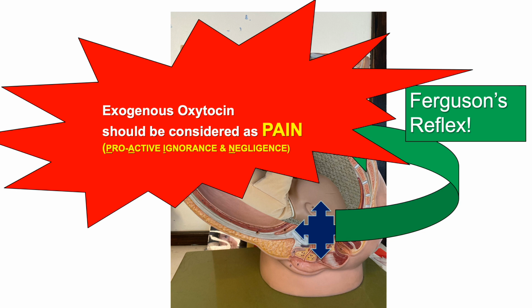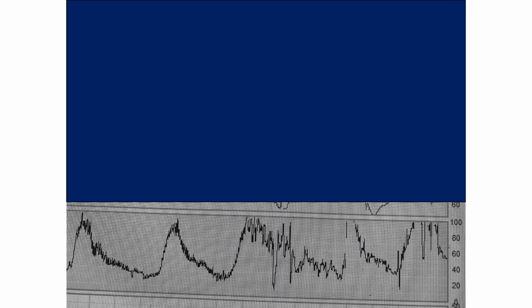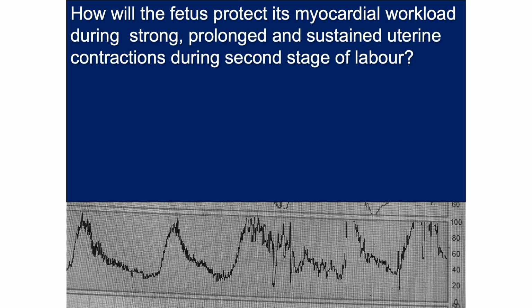If you do so, it will be pain. Pain is proactive ignorance and negligence. It is pain because it's painful for a fetus as it increases the risk of hypoxic ischemic injuries. It's painful for the parents, and it is also painful for us obstetricians and midwives because we may have to write statements for risk management process and sometimes go to courts. So let's not start oxytocin in second stage of labor when there is evidence of progress of labor.